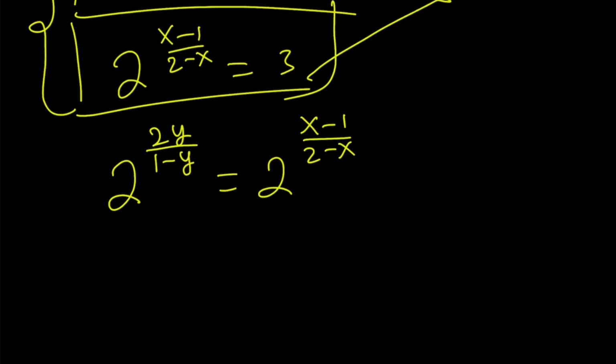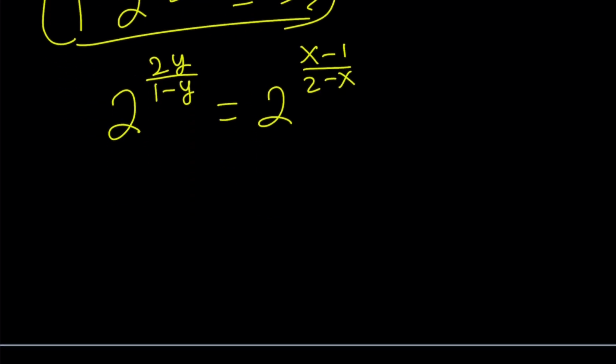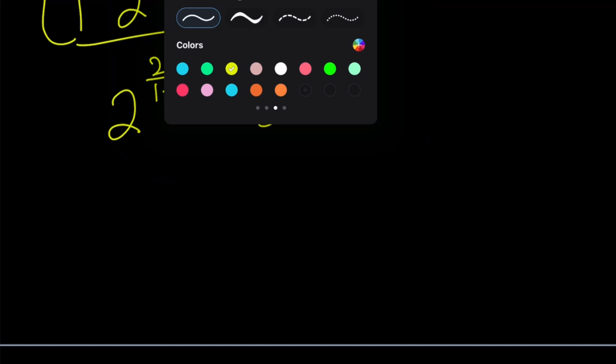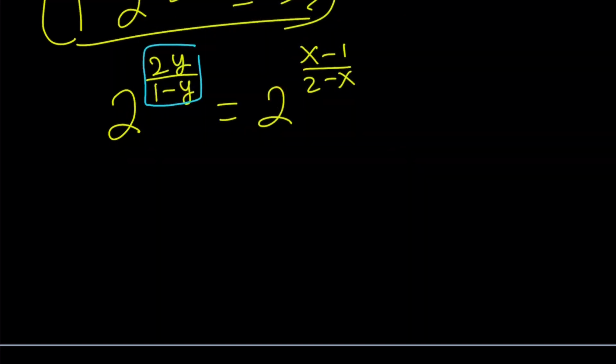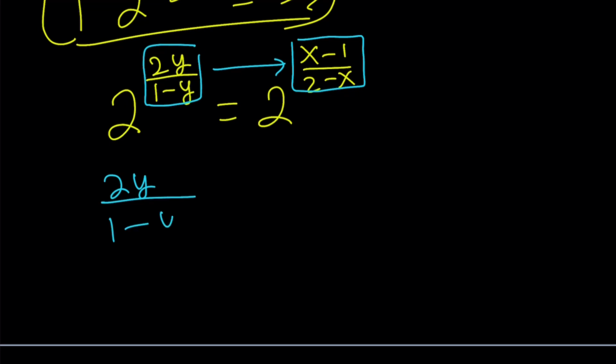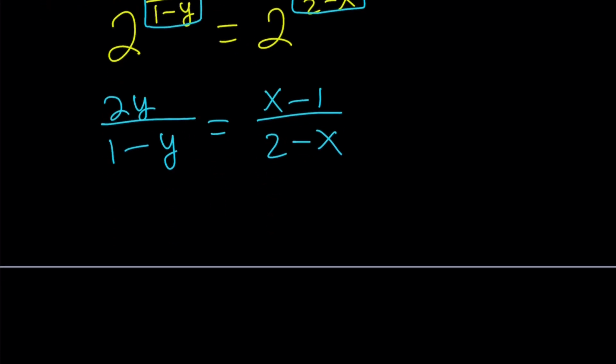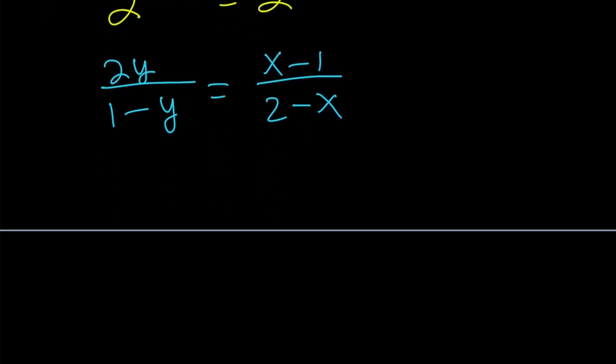See, I was able to associate x and y, and now I can go ahead and try to solve for y, because our goal is to find y in terms of x. So here's what I can do. Since these numbers are equal and the bases are equal, the exponents must also be equal. Make sense? So this gives us 2y over 1 minus y equals x minus 1 over 2 minus x. Beautiful, right? Now, well, not so nice, but our goal is going to be to find y from here.